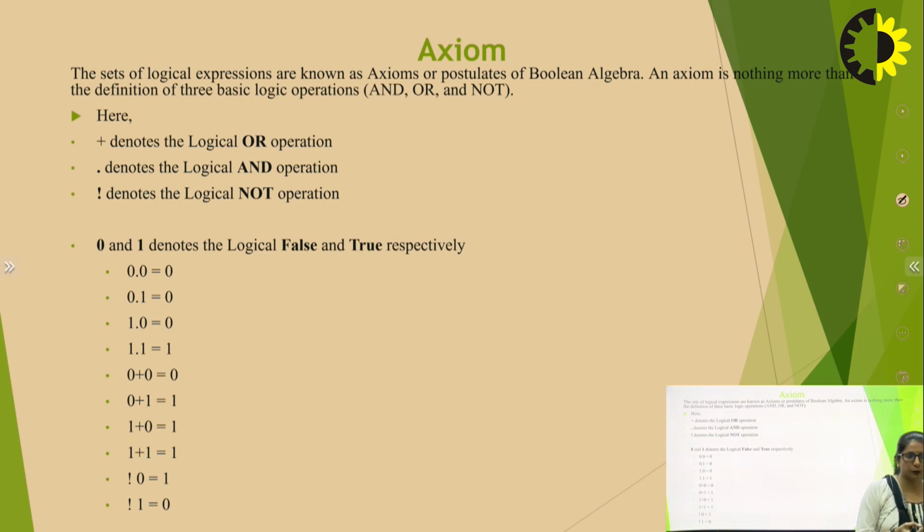Similarly, in the OR operation, if any of the input is 1, then the outcome will be 1. It is 0 only in the one case where both of the variables are 0. Now the last one is the NOT operator. NOT says if we calculate the negation of 0, it will be 1. If we calculate the negation of 1, it will be 0.